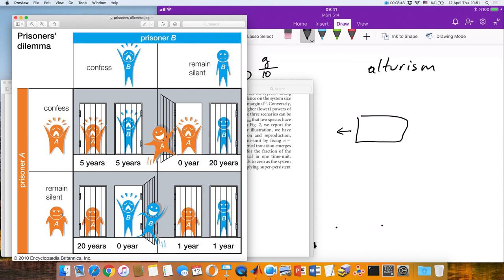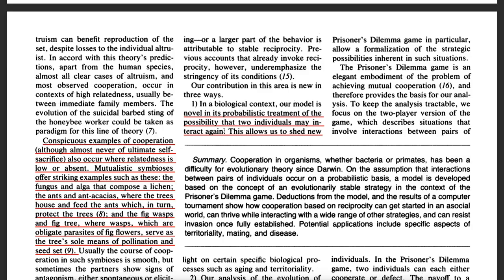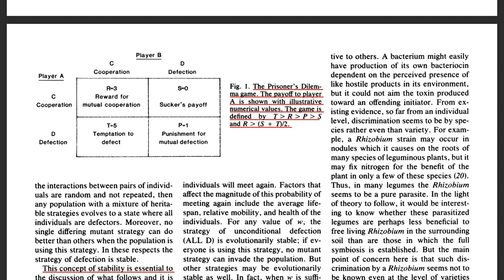So, if they both cooperate, they get 1 year of jail time. If they both defect, they get 5 years of jail time. If A confesses and B cooperates, then B gets a very sad result, right? If we turn to this paper, this is much better explained here. So this is player A and player B.